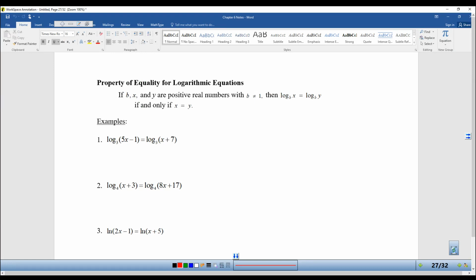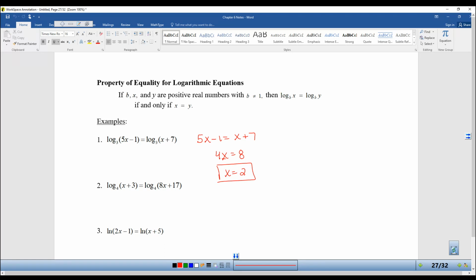So of course, now we're going to do it in reverse for logarithm functions. The same is true if you have log base b of x is equal to log base b of y, then certainly x must be equal to y. So if these are both log base 3's, then quite simply that means 5x minus 1 must be equal to x plus 7. Subtracting x from both sides and adding 1 to both sides, I get x is equal to 2.